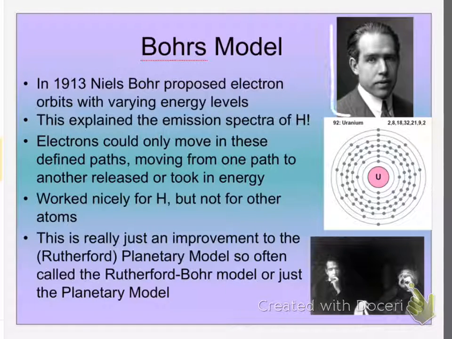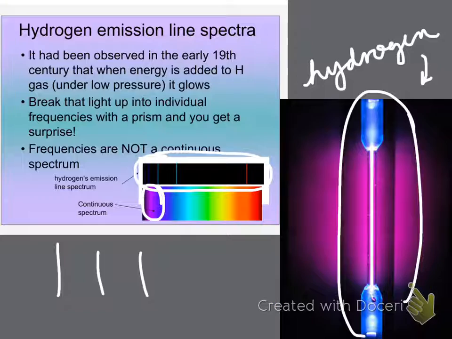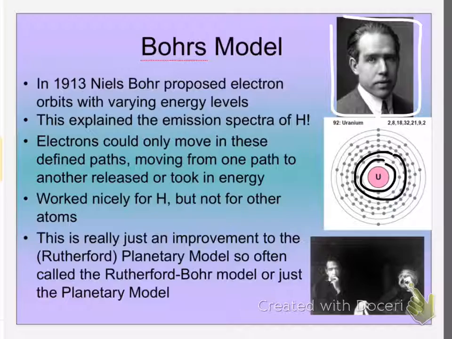Enter Niels Bohr, the Dane. And in 1913, Bohr proposed that electron orbits had varying energy levels, and this explained the emission spectra of hydrogen. He suggested that each electron in an atom was locked into a pathway or an energy level, and that they could move up if energy was added to the atom, but when they fell back to their original level, they would give off energy in the form of light. Hence, the glowing tube of hydrogen.